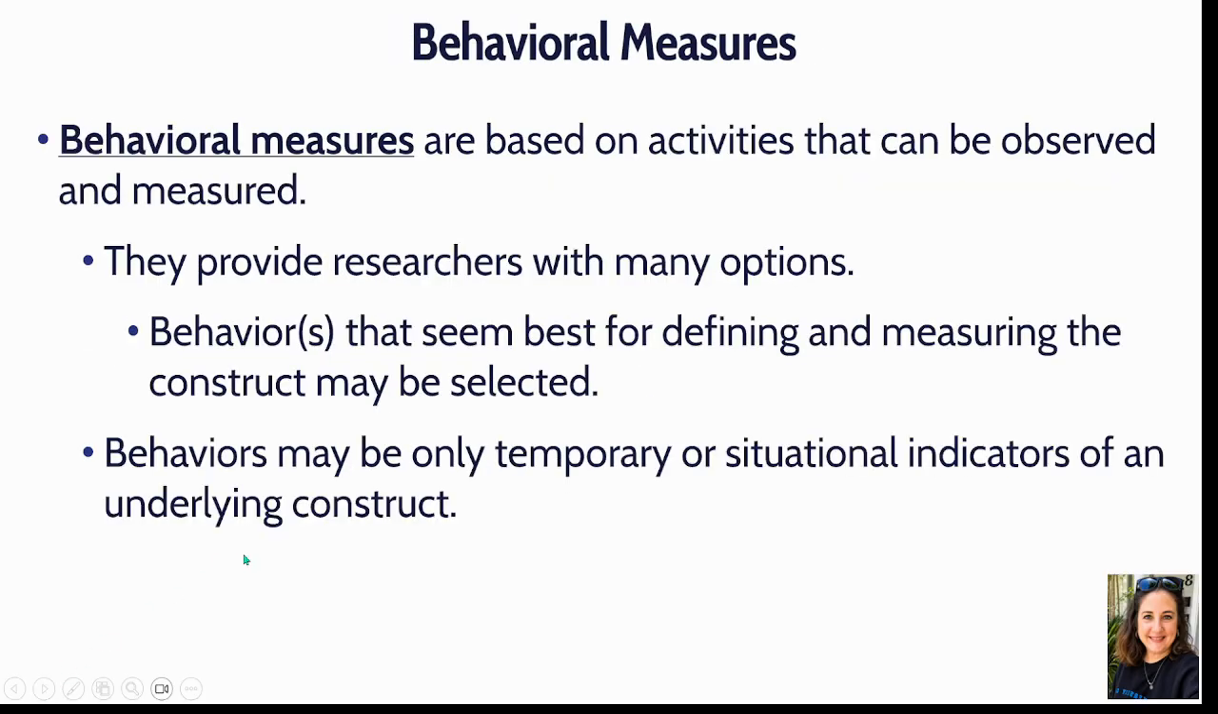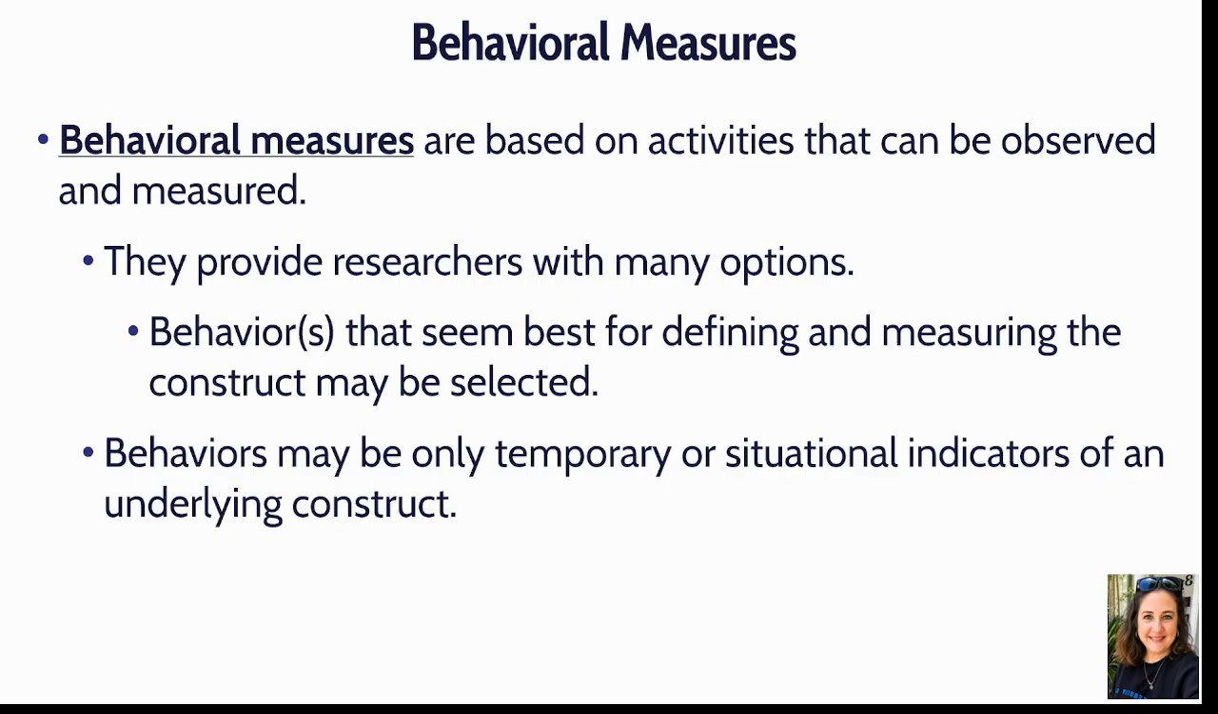Now, behavioral measures are based on activities that we can observe and we can record. So this gives the researcher a bit more flexibility. So a behavior that is good to define and measure for that construct might be used. So when we talk about sleep quality, we might talk about how long you slept, how many times you woke up, and then maybe how many times you rolled over. So those are 3 things that I can put together. Those are 3 behaviors that I can measure, and then I can come up with a score.